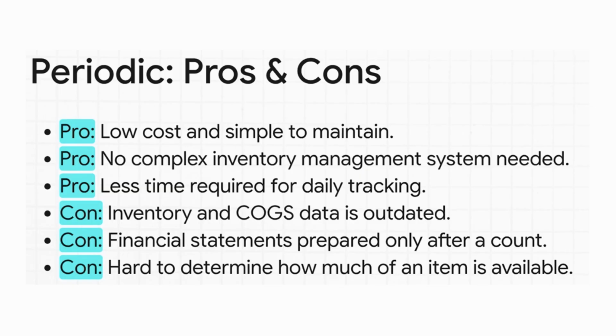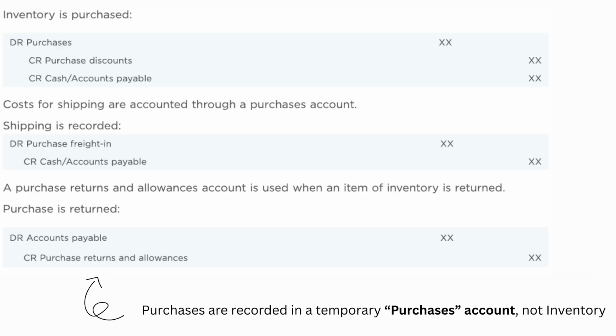A manager has no real clue what the inventory levels are in the middle of the month, so it's really tough to make quick, smart decisions until that big physical count is finally done. All right, back to the journal entries. Let's see how different this is.